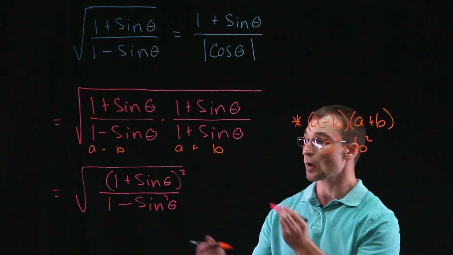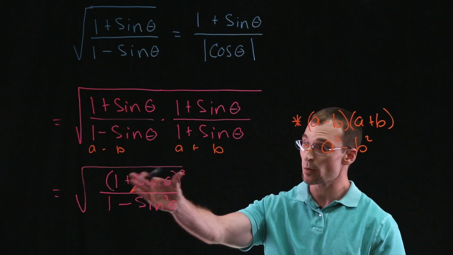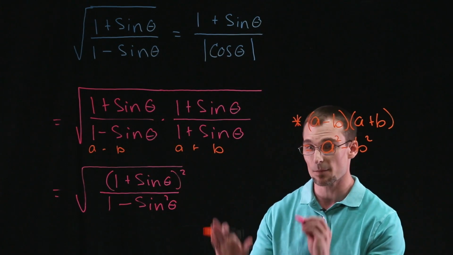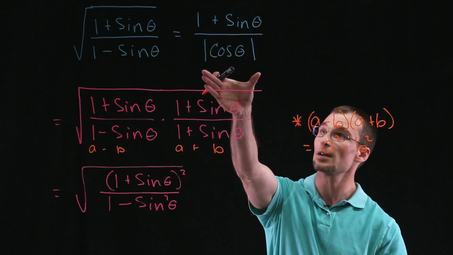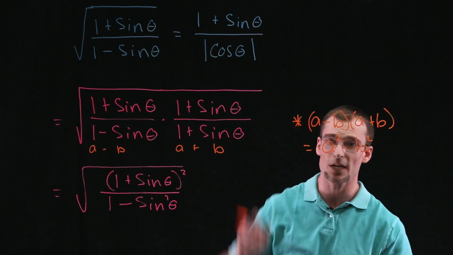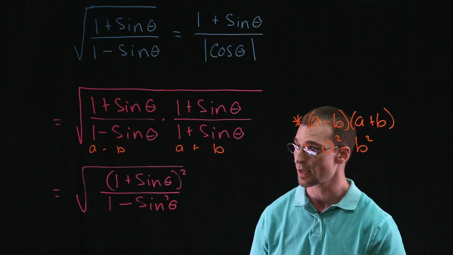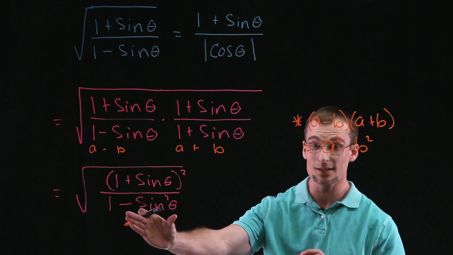Okay, so now we said taking the square root of a square will give us 1 plus sine theta, but I'm not going to do that yet. We're going to hold off, for reasons that we're going to see in a couple of steps: where is this absolute value coming from? It's going to have to do with that. So right now we're going to look at simplifying the denominator.